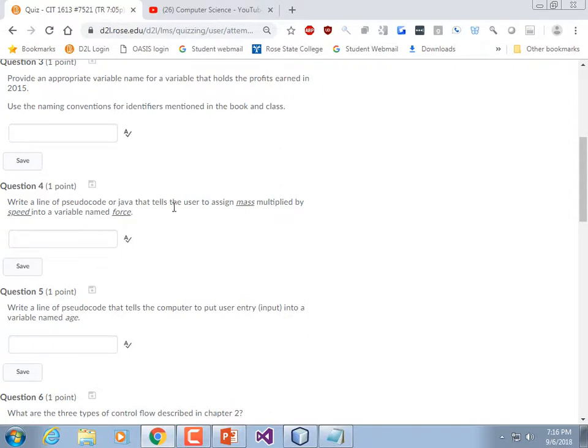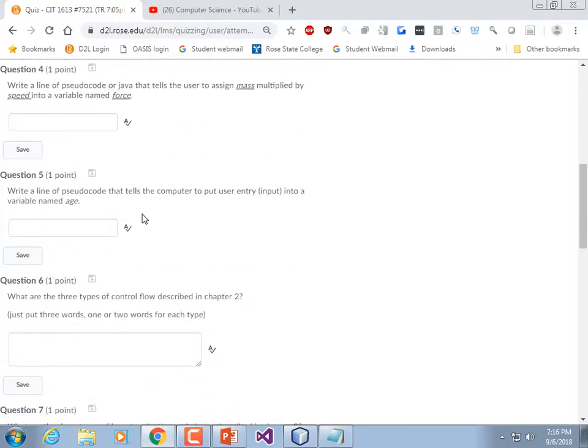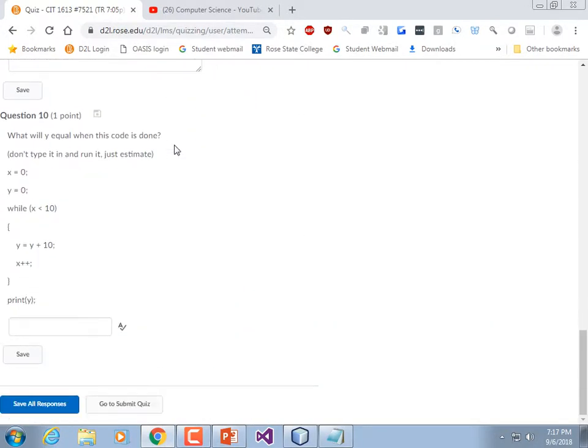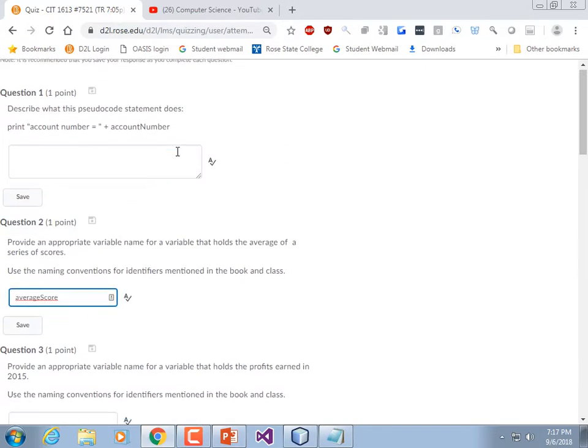Write a line of pseudocode that tells the user to assign mass, time, speed into something called force. The term speed is horrible. That's not a physics term. It's F times MA, isn't it? Mass times acceleration. I need to rewrite that. But anyways, you could write this into a line of code, regardless of whether I got the formula variables correct or not. So it's not a killer quiz, hopefully. But if you get stuck on it, you can always ask me a question.